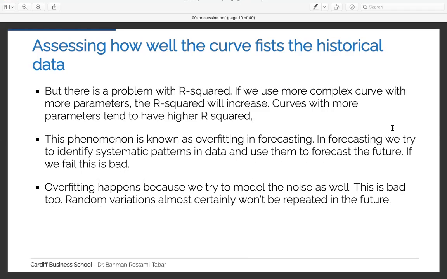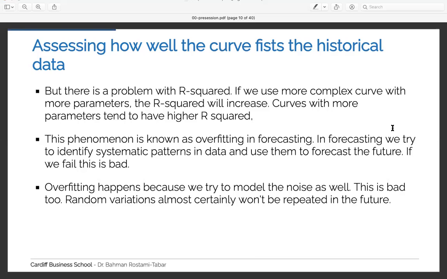But there is a problem with R squared. The problem is if we use a more complex curve, and by complex here, I mean we just add parameters. In linear, we had two parameters, alpha, which is the intercept, and a slope, beta. If I keep adding parameters to this, I can increase my R squared, right? So curves with more parameters tend to have higher R squared.